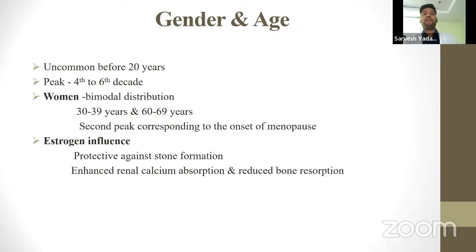Gender and age. It is uncommon before 20 years of age, and most occur between the 4th and 6th decades. In women, it presents with a bimodal distribution. The first peak is between 30 to 39 years and the second peak between 60 to 69 years. The second peak corresponds to the onset of menopause because of lack of estrogen. Estrogen is protective against stone formation, enhances renal calcium absorption and reduces bone resorption.